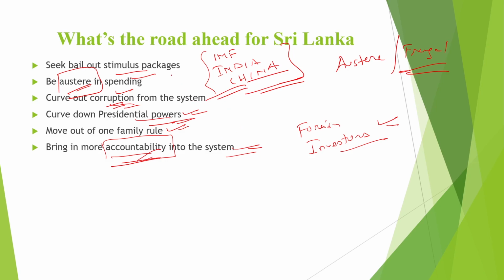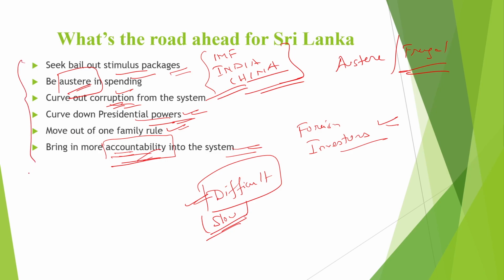And with the bailout packages and stimulus packages coming in, this will be one of the essential necessities that Sri Lanka has to adhere to: they have to bring more accountability into the system. They have to really tell the foreign organizations or countries where they are spending the money they have borrowed. Okay, so this is not going to be an easy path. It's going to be very difficult for Sri Lanka to come out of this. It is going to be a very slow, painstaking path, but if they can follow these measures, at some point in time, Sri Lanka will come out of it.